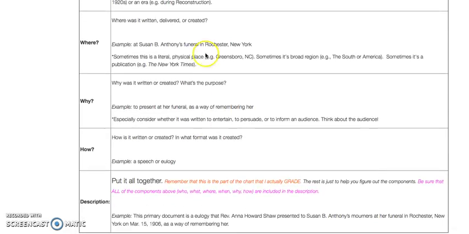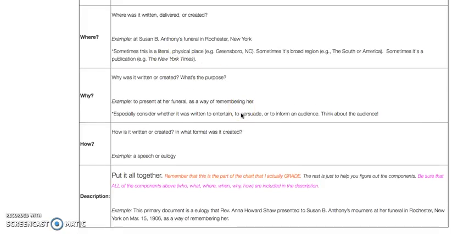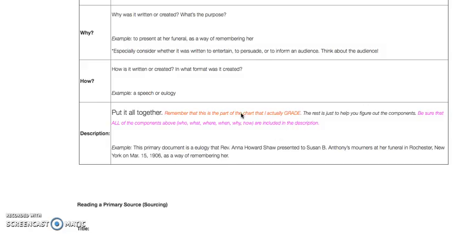Same thing for where. Often you will have a specific city. So like this is a eulogy, they can pretty much tell you where the eulogy took place. That's very straightforward, but sometimes it's going to be a broader region. So like if you have the diary of a slaveholder, maybe they don't know where that slaveholder lived. It might just be in the South. If you don't have a physical place, give me where it was published. That's fine too, like the New York Times or the Greensboro Gazette or whatever. All right, those are all very straightforward.